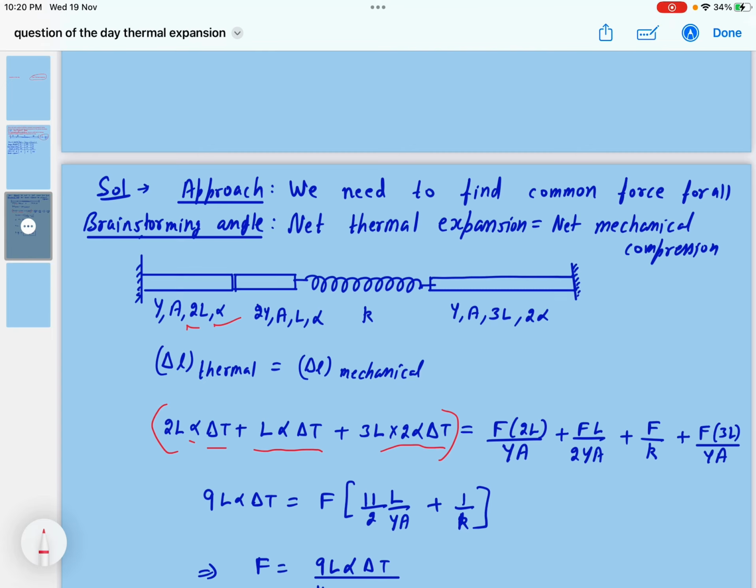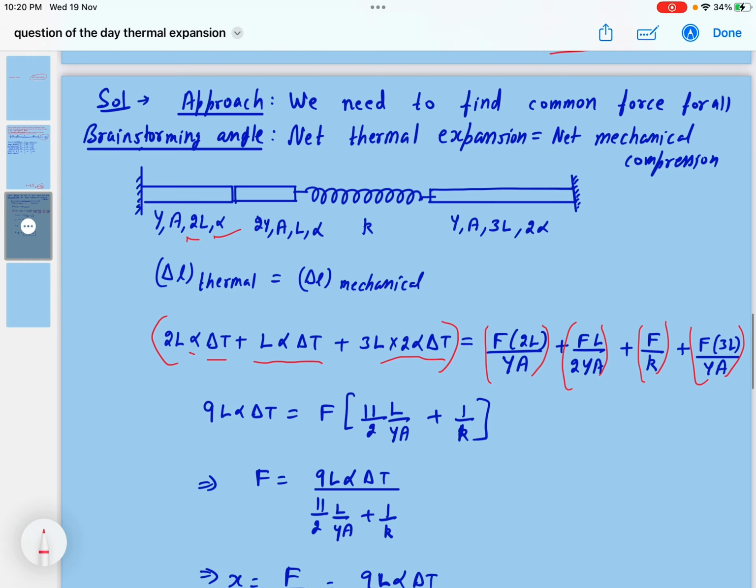How am I writing this mechanical compression? I am applying the Young's modulus formula: Y is equal to stress upon strain. So delta L, the change in length for any particular rod, I can write as FL upon YA. That is the formula for extension in any particular rod. So for the first rod the compression is FL by AY, and similarly for the second rod. For the spring, the compression is F by K. And for the third rod, the compression is FL by YA. So I am making these two things equal.